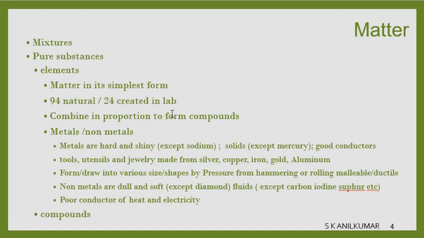These elements are represented in a periodic table in a specific order, right? Now, these elements combine in proportion to form compounds. Proportion means what? Some fixed formula will be there. Definite formula, definite extent of the constituents. 1 is to 2, 1 is to 7, like that.